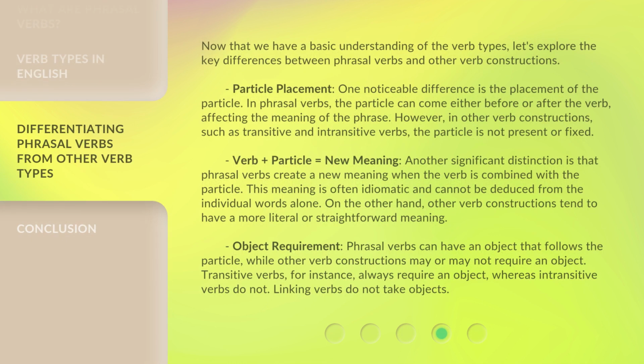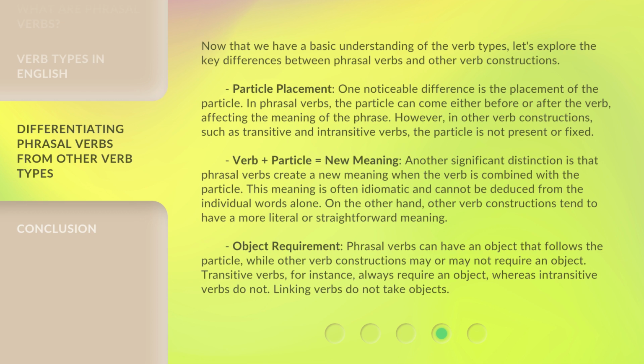Now that we have a basic understanding of the verb types, let's explore the key differences between phrasal verbs and other verb constructions. Particle placement. One noticeable difference is the placement of the particle. In phrasal verbs, the particle can come either before or after the verb, affecting the meaning of the phrase. However, in other verb constructions, such as transitive and intransitive verbs, the particle is not present or fixed.